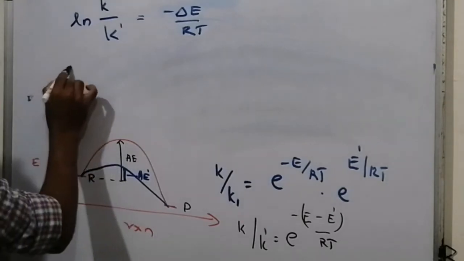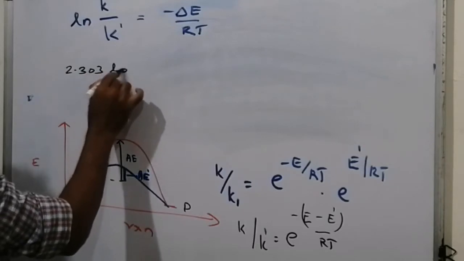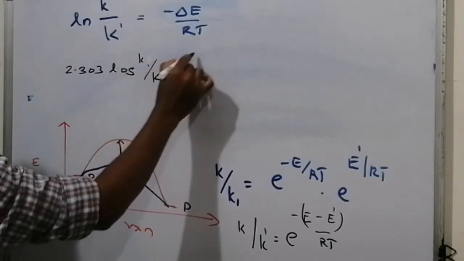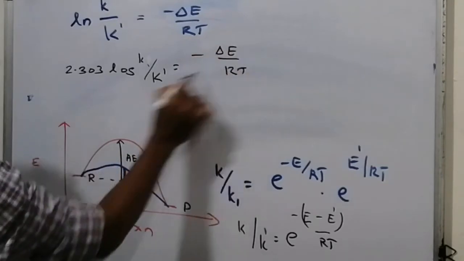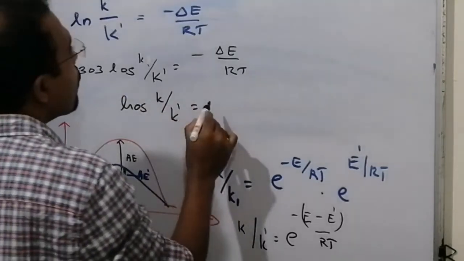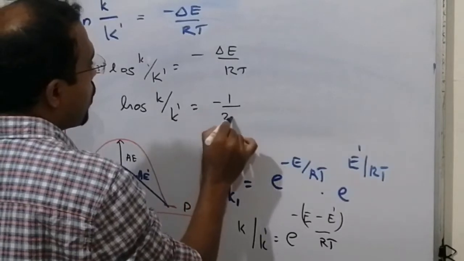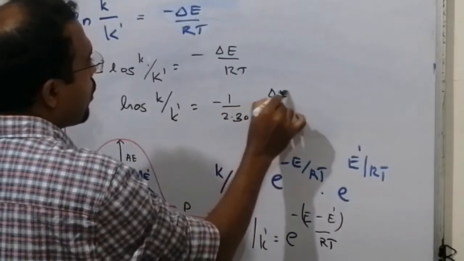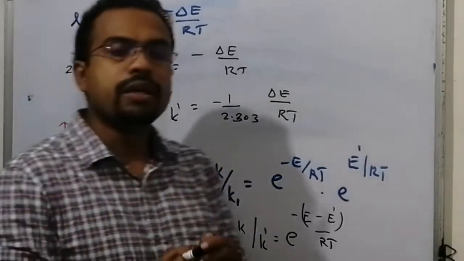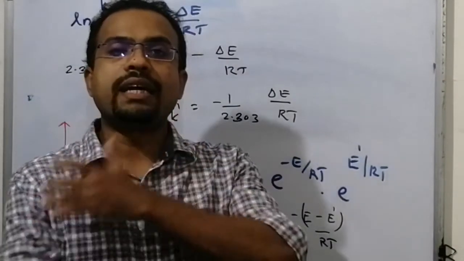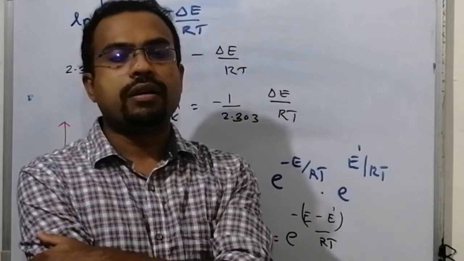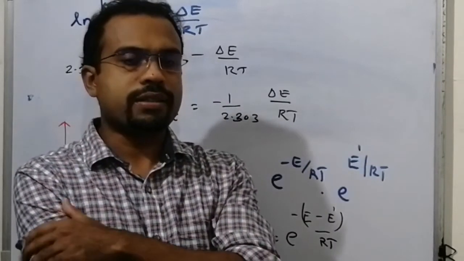Or 2.303 log K by K dash equals minus delta E by RT, or log K by K dash equals minus delta E by 2.303 RT. What is delta E? Delta E is nothing but the change in activation energy when the catalyst is added. Therefore, this equation is very important. You can expect some questions in competitive examinations.